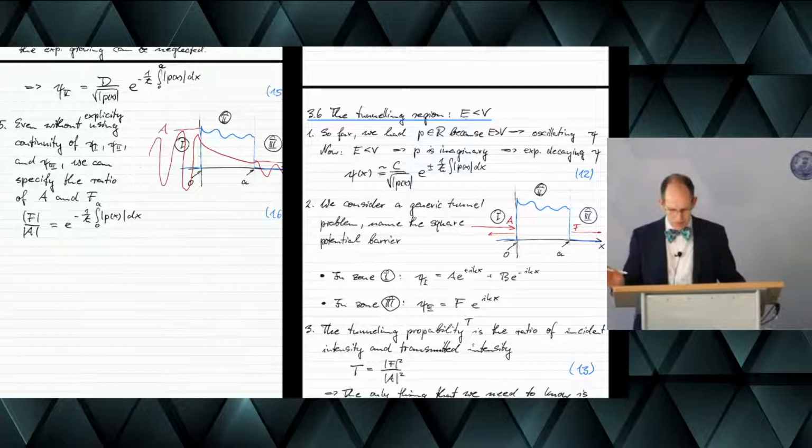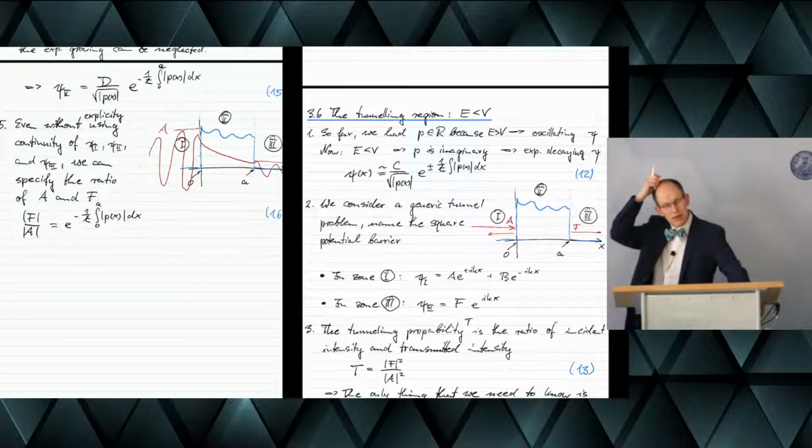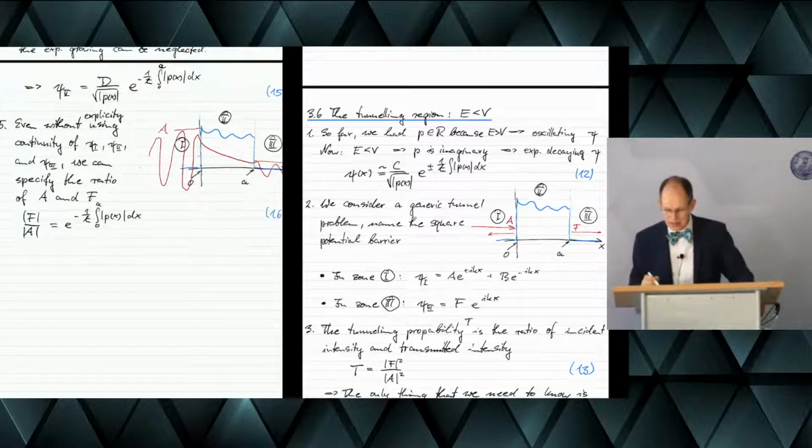Okay, well, we are done. We just invent a new symbol for this integral, which makes it a little bit nicer to write down. So we define this here as gamma.